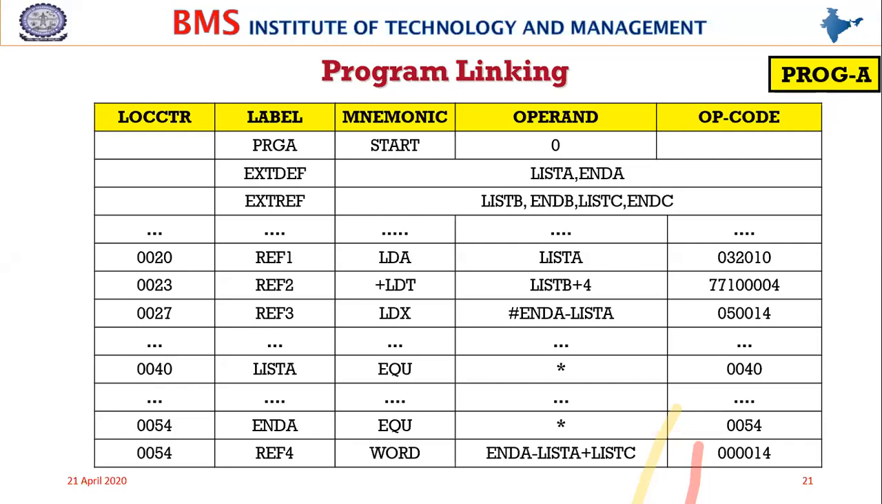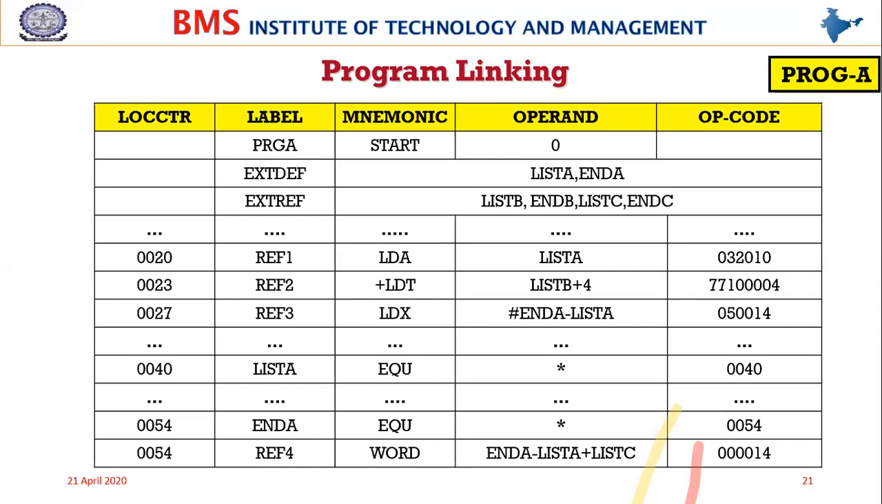And I have one more variable, which is a declaration. Ref4 is the name of the variable, which is NDA minus list A plus list C. To resolve NDA minus list A, I don't need any external references or modification record, because NDA is defined in this control section and list A is also defined in this control section. If I look at it, 0054 minus 0040, obviously I get 0014. But this should be added with the address of list C, which we will get only after the link. So that's the reason in the opcode we have written only 0014.